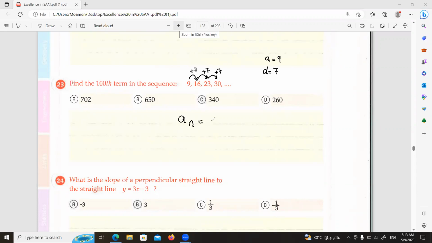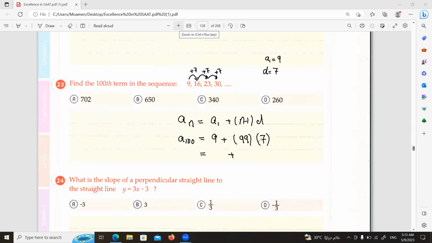نراجع قانون الـ an مع بعض يا جماعه. الـ an هيبقى يساوي الـ a1 اللي هو الفيرست تيرم بلس n minus 1 تايمز الـ d. كل حاجه موجوده عندي، يبقى الـ a100 اللي أنت محتاجه هيبقى يساوي الـ a1 اللي هو الـ 9 بلس n minus 1 اللي هي 99، 100 minus 1 يعني، والـ d بتاعتي يساوي 7.